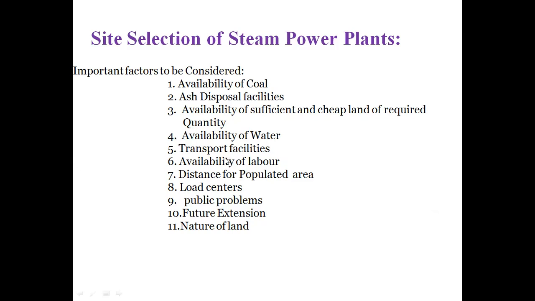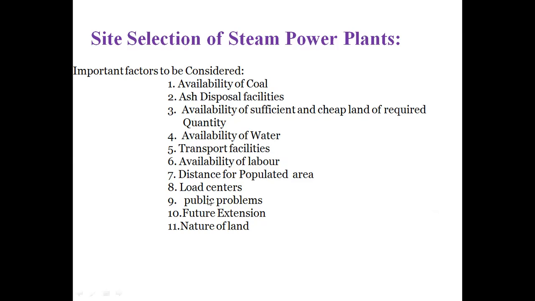Next one is the transportation facilities. The availability of proper transportation is very important in steam power plants, because of the transportation of heavy machineries. A power station that is very near to a railway station is very useful for transportation. And next one is the distance from the populated area. The steam power plants should be away from the populated area, because smoke and noise are produced in the steam power plant, which affects human health.